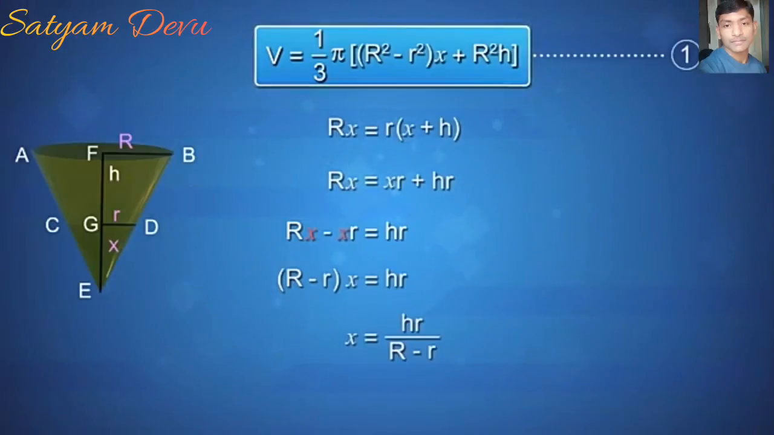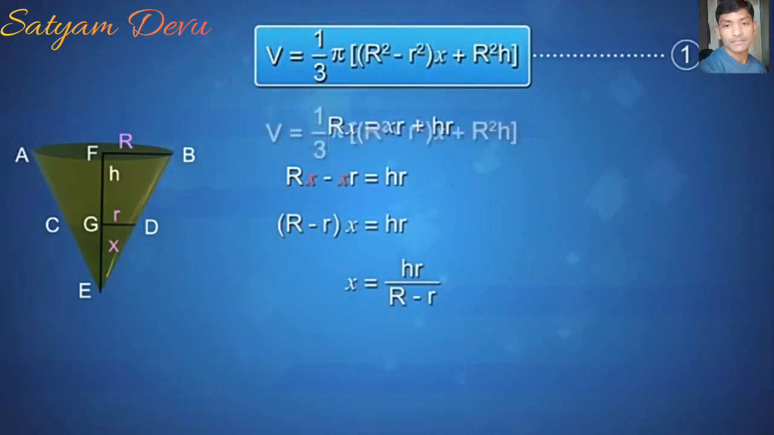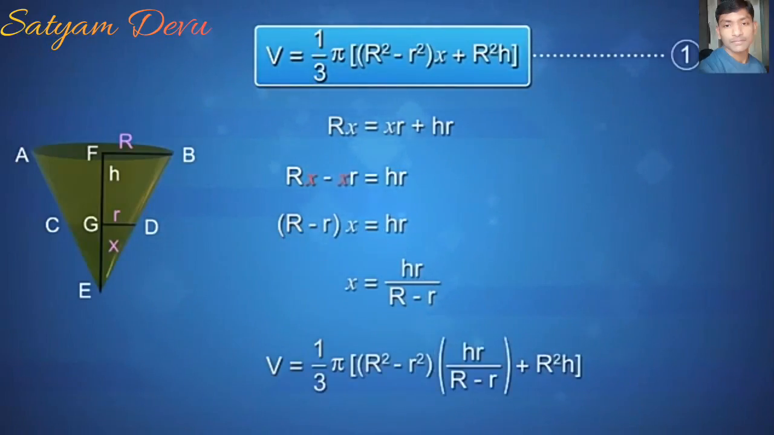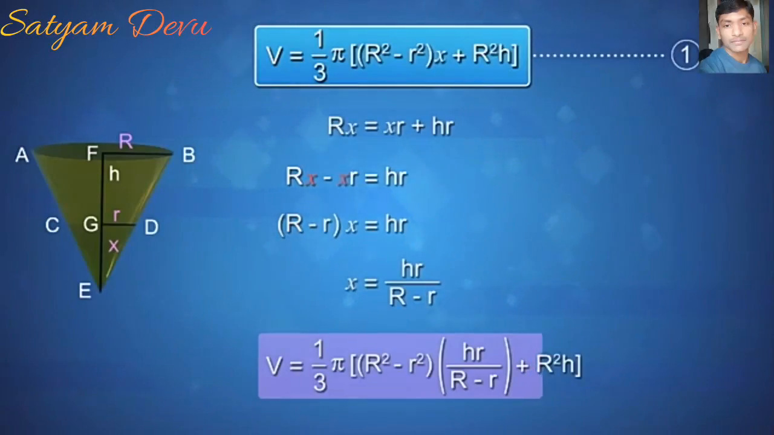Now recall the equation 1. That is, V is equal to 1 by 3 pi into capital R square minus small r square into x plus capital R square h. Substitute the value of x in this equation. Therefore, V is equal to 1 by 3 pi into capital R square minus small r square into h into small r by capital R minus small r plus capital R square h.